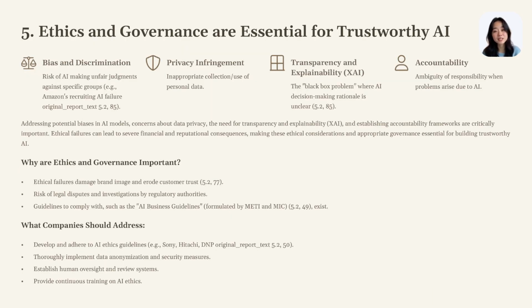The fifth and final key is towards a trusted AI. Ethics and governance are essential. In order to guide the power of AI in the right direction, the compass of ethics and governance is essential. Potential bias in AI models, concerns about data privacy, transparency, and explainability, the need for so-called XAI, and the establishment of an accountability framework when AI causes problems are extremely important.